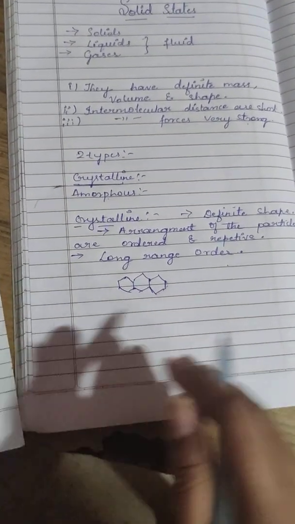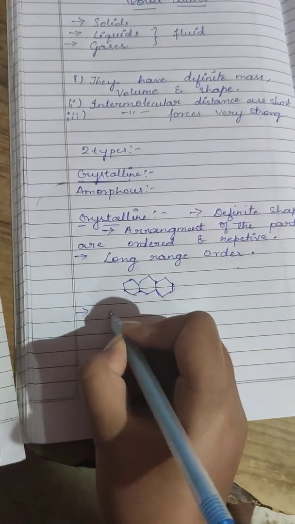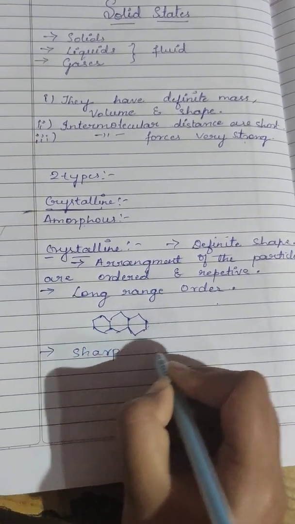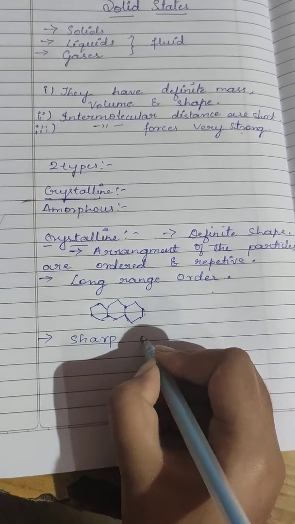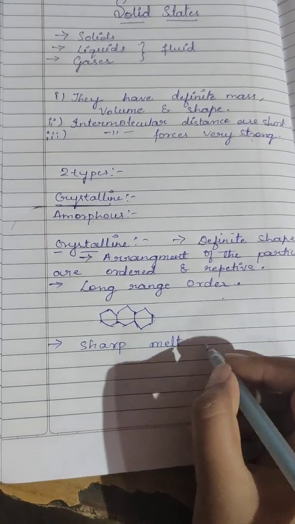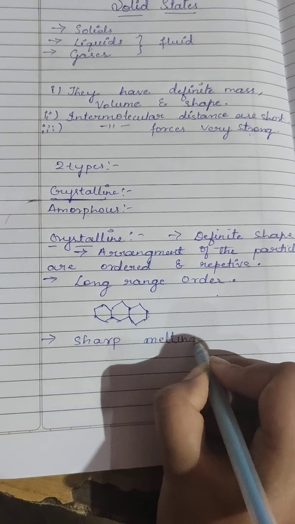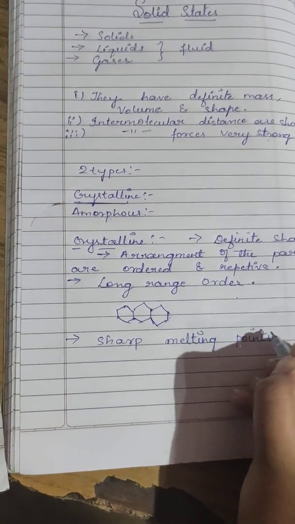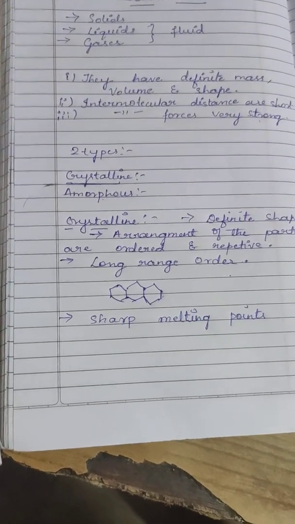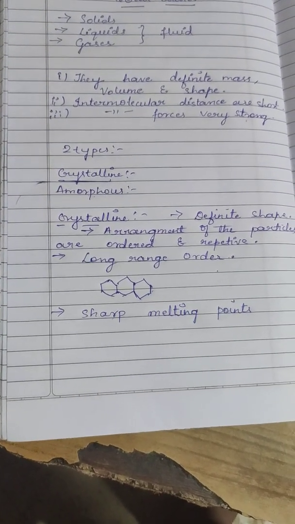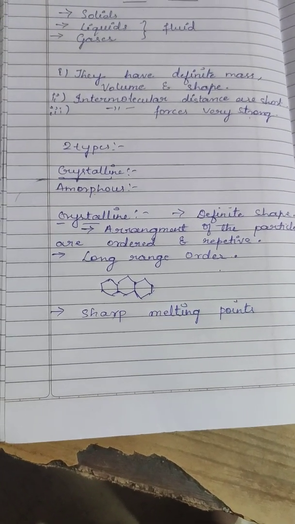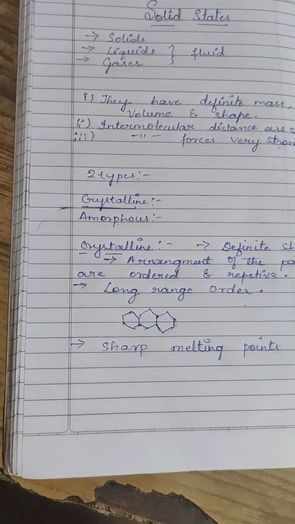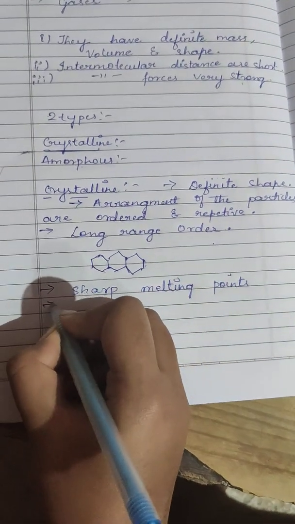Talking about their melting points, they have sharp melting points. That means at a characteristic temperature they melt and become liquid abruptly. And the nature of these solids is anisotropic.